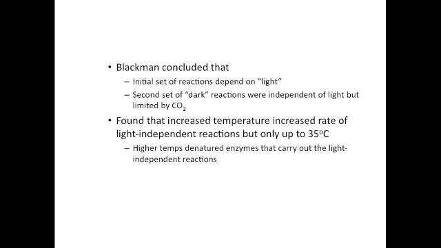So from this, Blackman concluded that the initial set of reactions depended on light, and that the second set he called dark reactions. And so dark means that it goes on whether or not there's light or not. Light could still be there and it could still carry out these reactions, but it was limited by the levels of CO2. So he found that as you increase temperature, you could also increase the rate of light independent reactions, but only to a certain point, and this is kind of like the optimal temperature, 35 degrees Celsius. Anything higher than that denatured the enzymes that carried out light-independent reactions, and then your rates of photosynthesis drastically decreased.